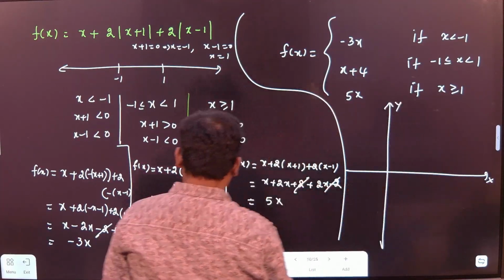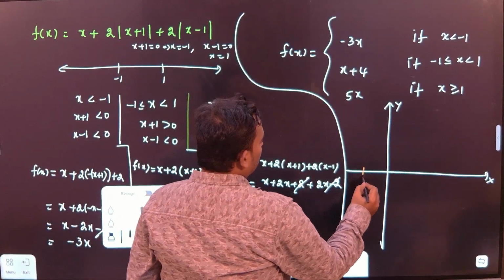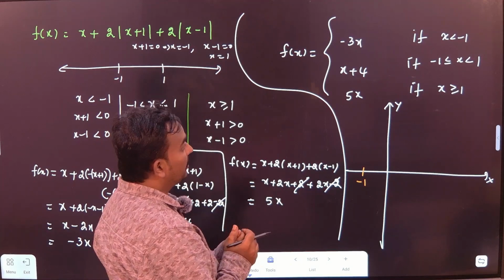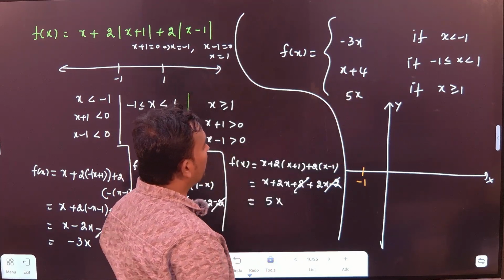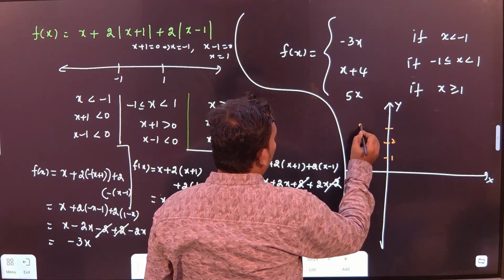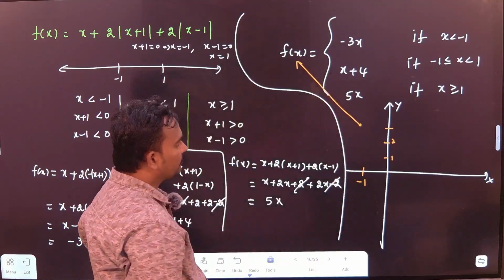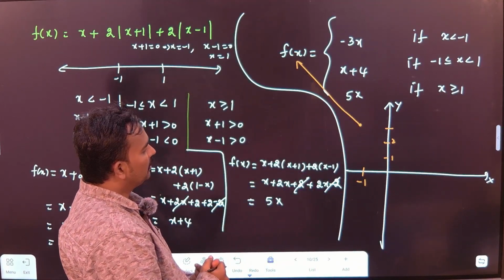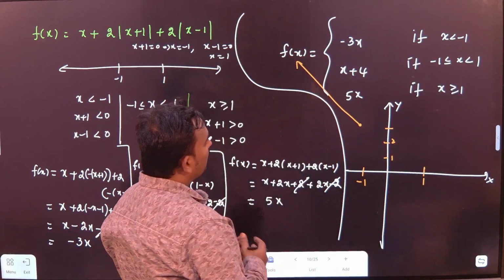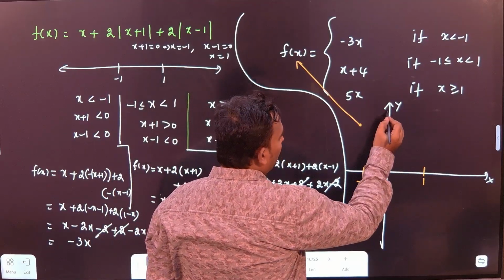This is the x-axis, this is the y-axis. When x is less than minus 1, the function is minus 3x. If you put minus 1, it will be plus 3, right? So plus 1, plus 2, plus 3, minus 1. So the minus 3x graph is like this. Understand? Next, minus 1 to 1. The graph will be x plus 4. Just y is equal to x, no? You shifted 4 units up.